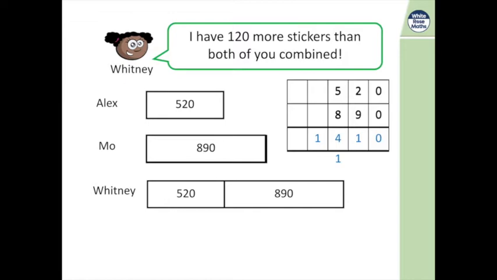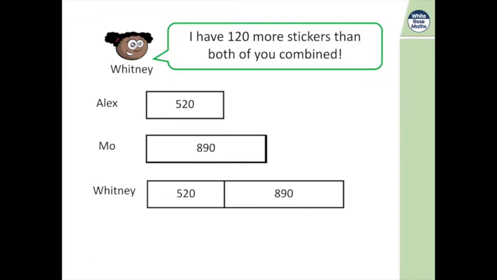And that's because 0 plus 0 is 0. 2 plus 9 is 11. We carry whatever's in the tens column over, in this case a 1. 5 plus 8 is 13. And we add the one that we've carried over, which is 14. Gives us our answer of 1,410.